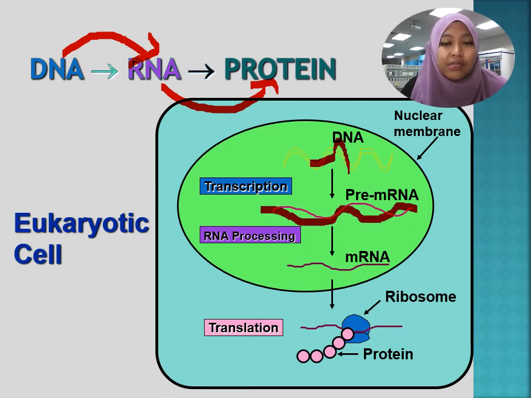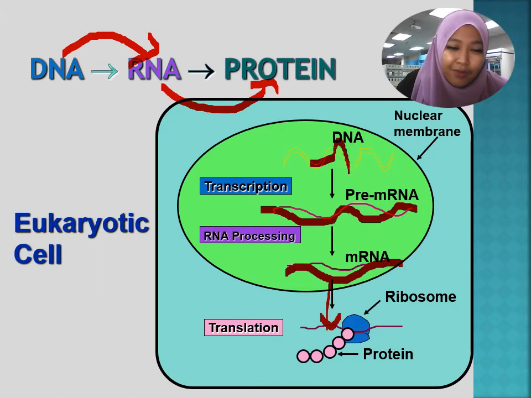The pre-mRNA will go through a splicing process, or RNA processing, to make a matured mRNA. The mRNA will go out from the nucleus, and then the translation process happens to make a protein with the help of the ribosome.